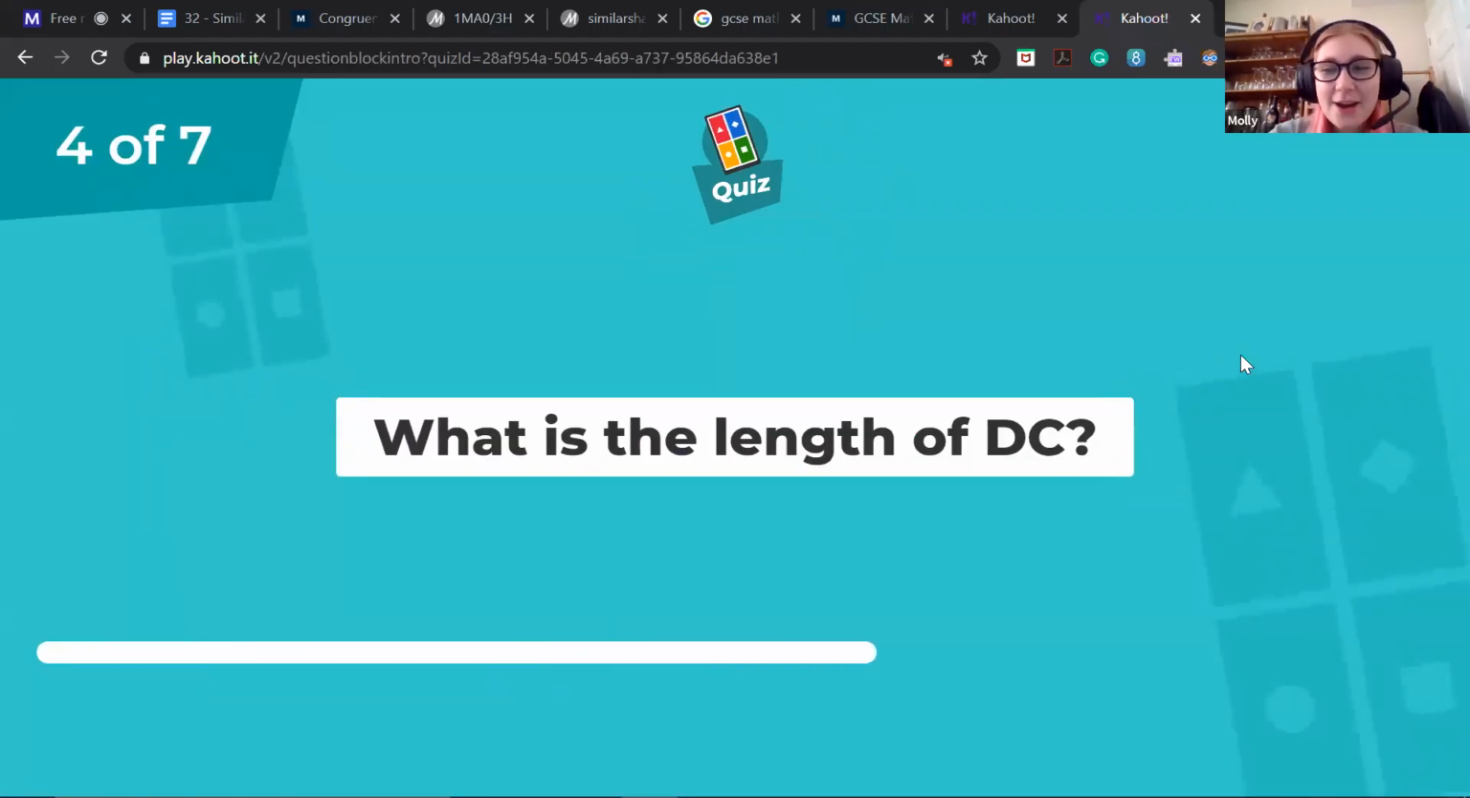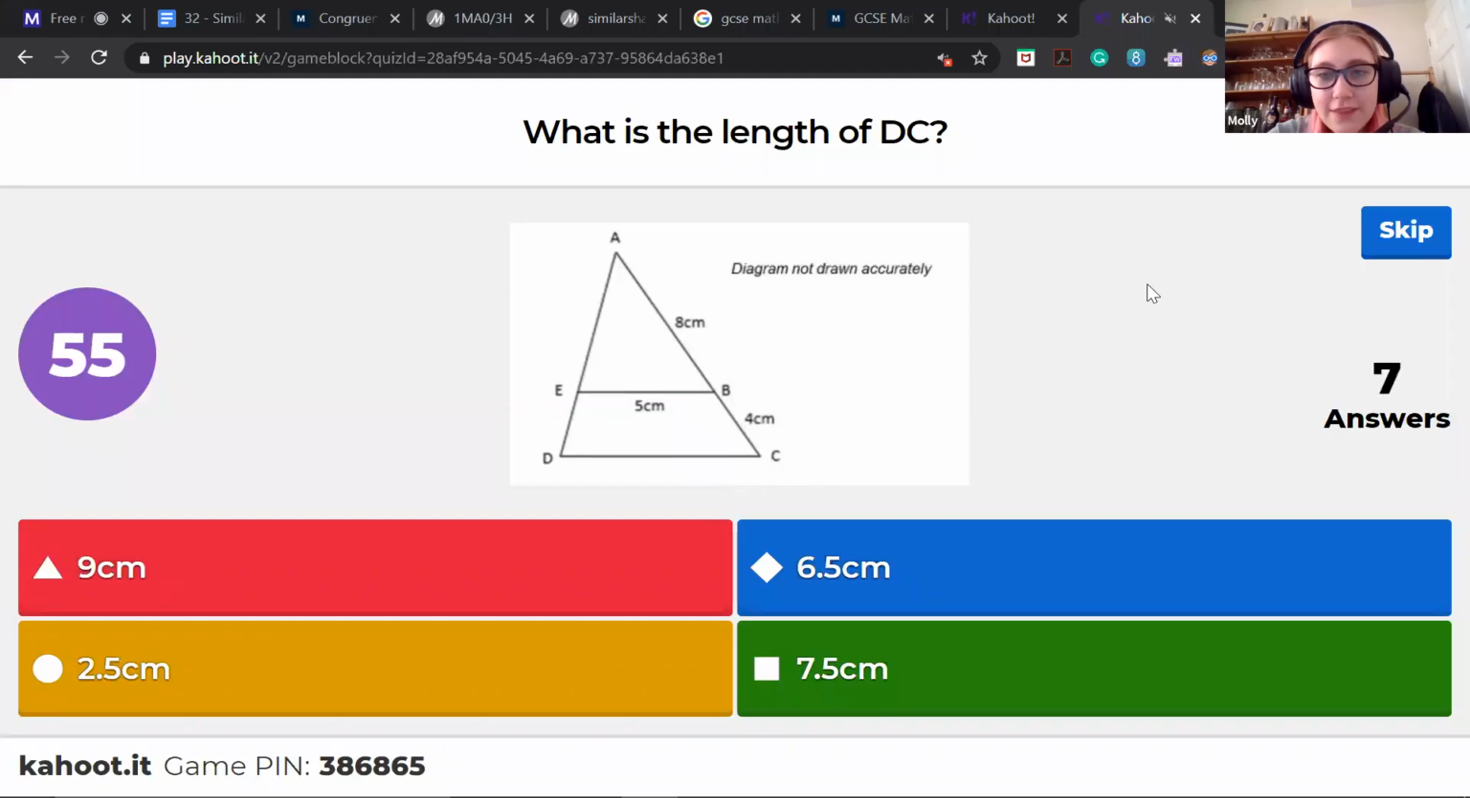Okay, so now what's the length of DC? This is similar to one of the ones that we did. So remember to take into account this whole length here and work out the scale factor. And again, if you've done it, and you think you've got the answer, pop on the chat what you think the scale factor is.